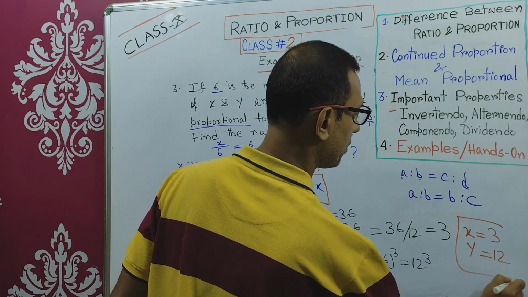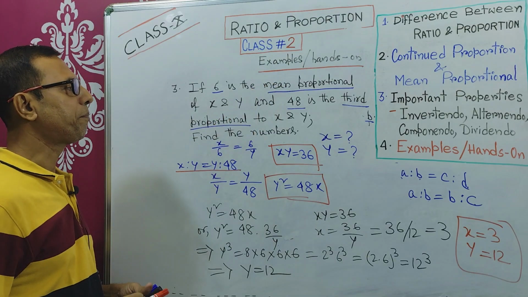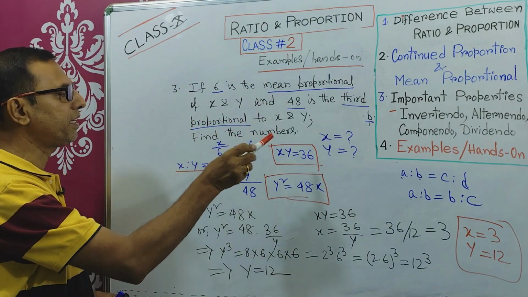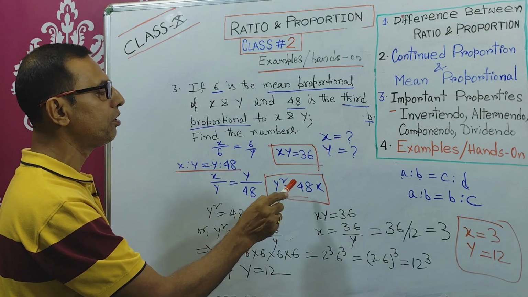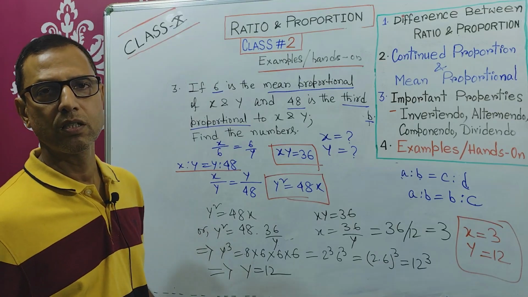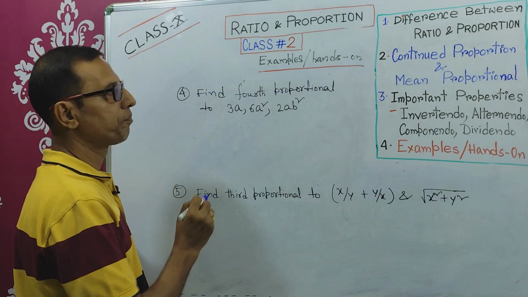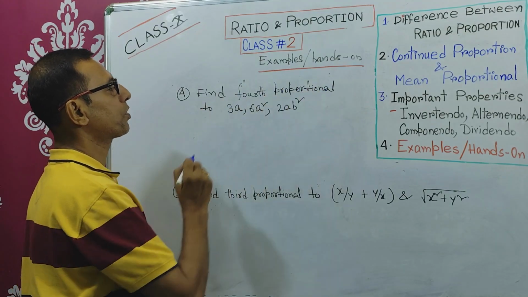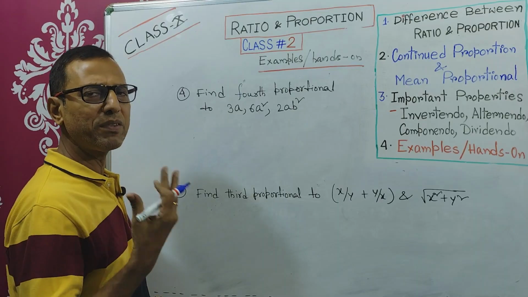This is the solution. Very simple. Just represent the problem in a mathematical expression, and also what you need to find out, represent that in a mathematical expression. Then you just do it. The more you practice, the more you will learn. Problem number 4: find the fourth proportional to 3a, 6a square, 2ab square. Just the same thing again and again.